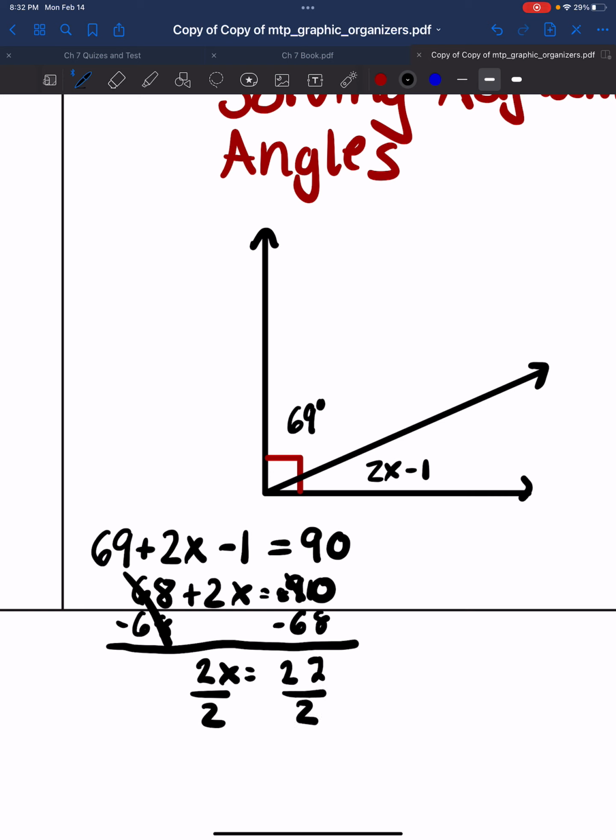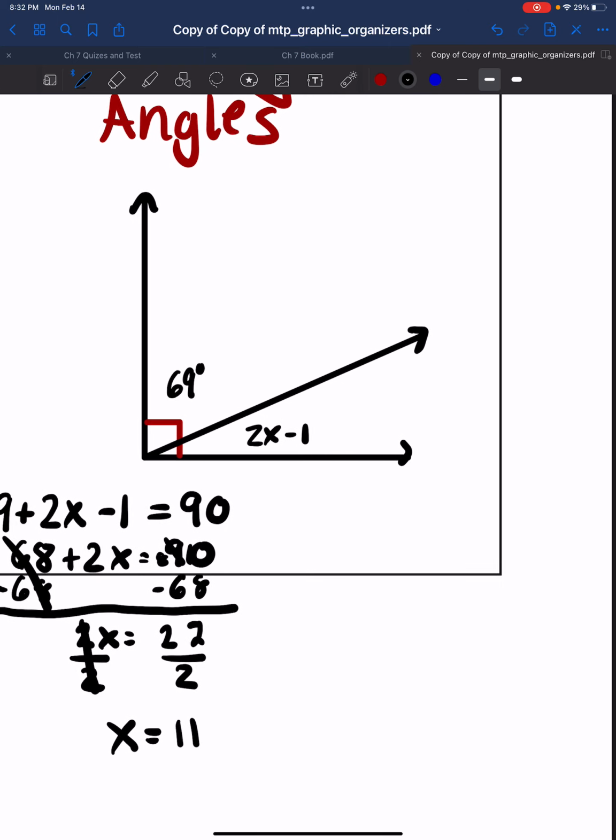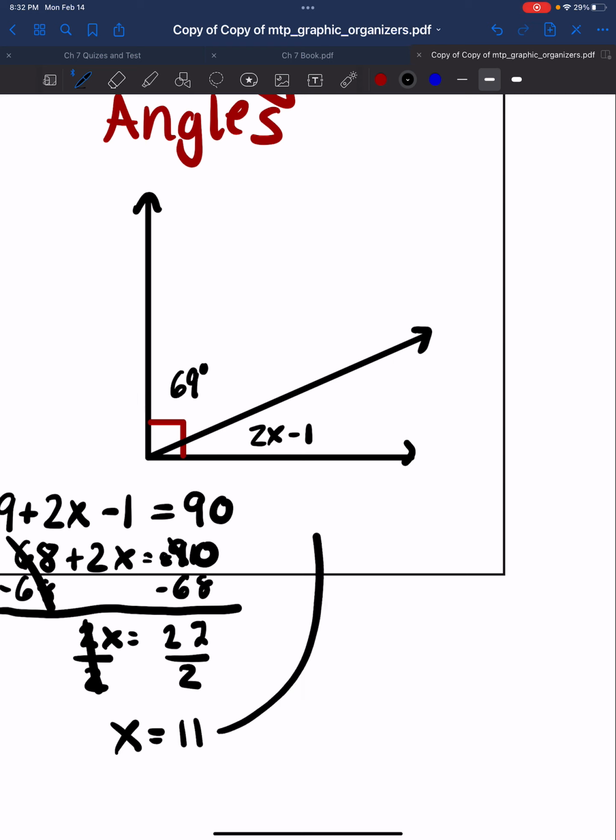Divide by 2, because it's being multiplied, right? 2 over 2 is 1 whole, which means that goes away. X equals 11. 22 divided by 2 is 11. So then I can go ahead and pop that 11 in there. And I would say 2 times 11 minus 1. 2 times 11 is 22. 22 minus 1 equals 21.